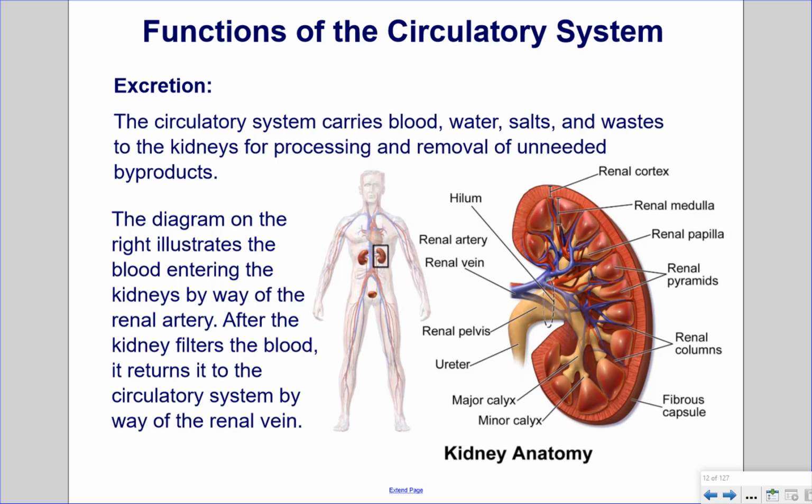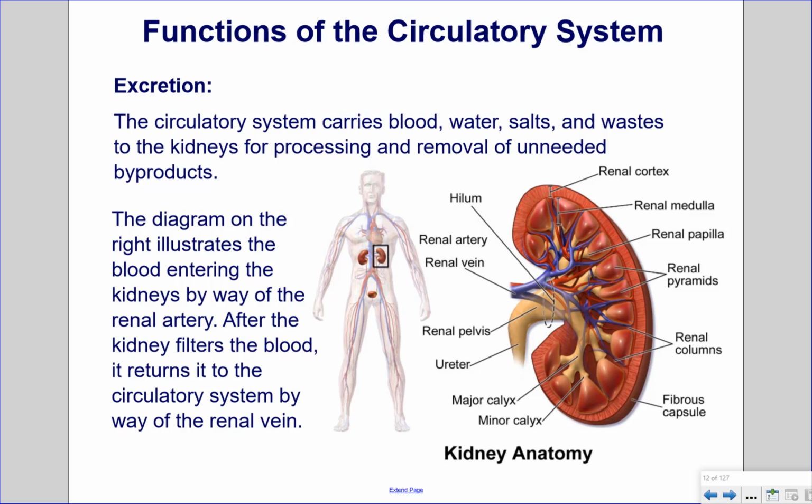Functions of the circulatory system. Excretion. The circulatory system carries blood, water, salts, and waste to the kidneys for processing and removal of unneeded byproducts. The diagram on the right illustrates the blood entering the kidneys by way of the renal artery. After the kidney filters the blood, it returns it to the circulatory system by way of the renal vein.